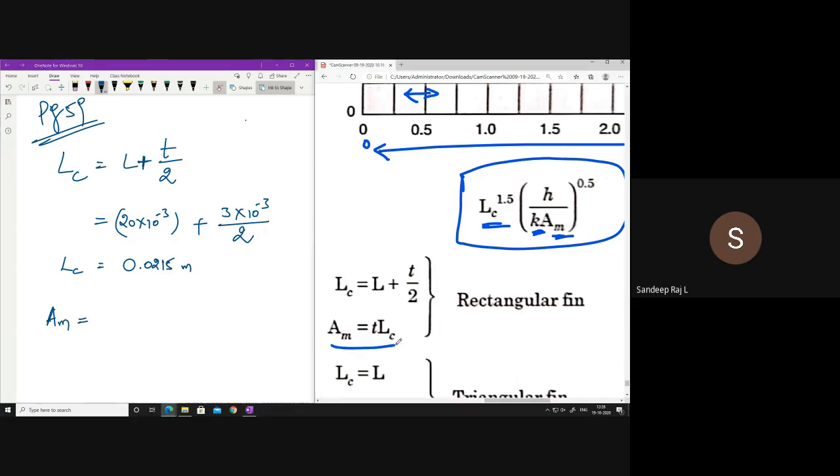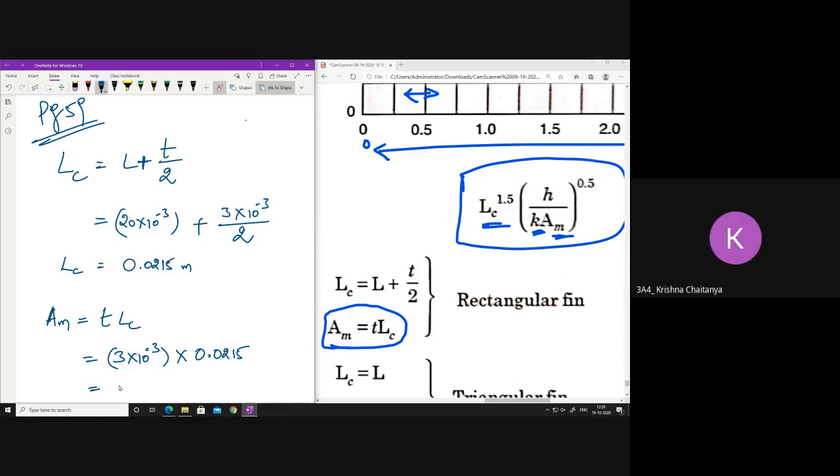For finding out AM, in your data book the formula is T into LC. The T value is 3 mm and the LC value is 0.0215. Now you got the AM value. Tell me what is AM now? 6.45 into 10 to the power of minus 5. Okay, this is your AM.